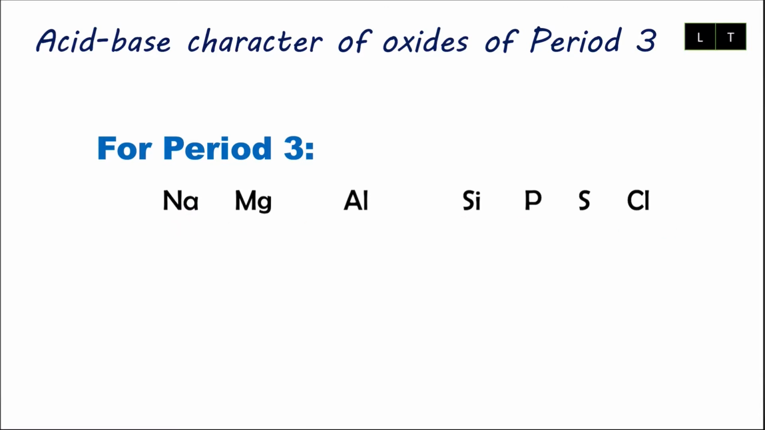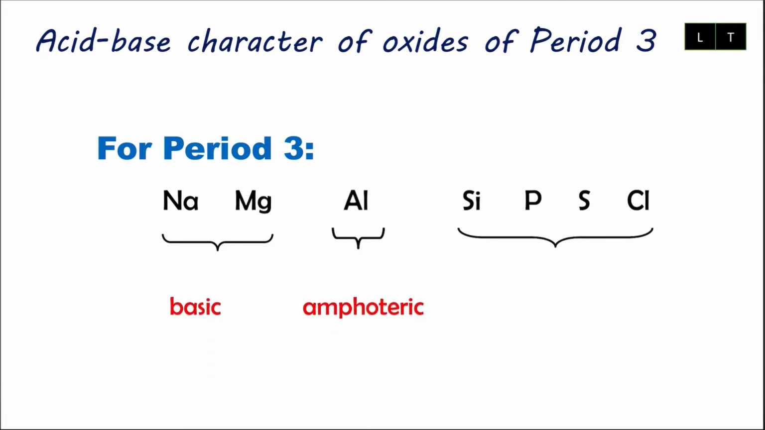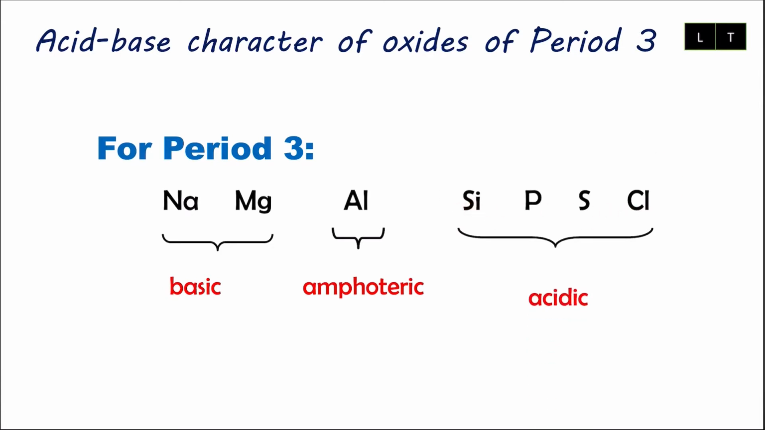So, based on these several elements, they are going to form different types of oxide when they react with oxygen. For example, sodium and magnesium, when reacting with oxygen, will form basic oxide. While aluminium, when reacting with oxygen, will form amphoteric oxide. The last bunch will be silicon until chlorine. When these all react with oxygen, they will form acidic oxide.